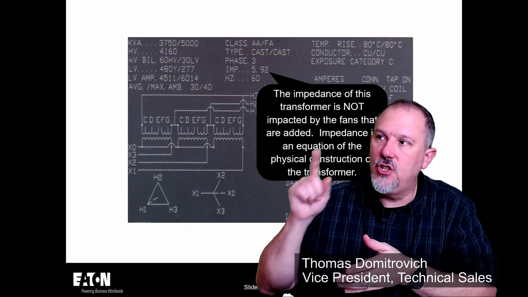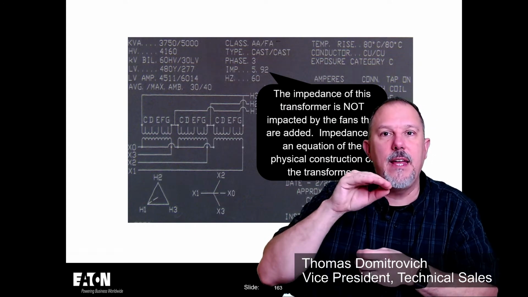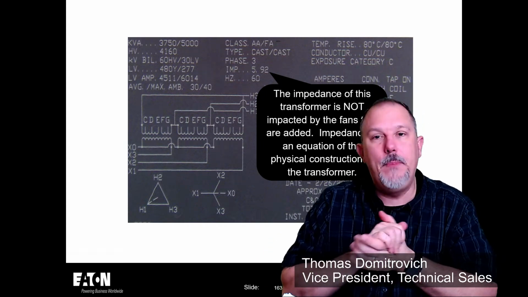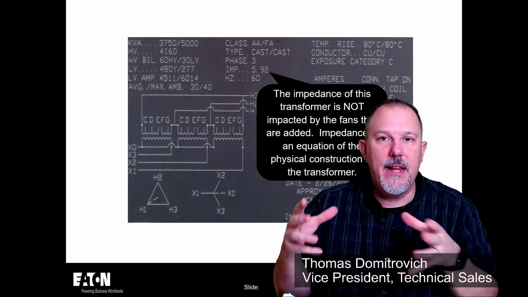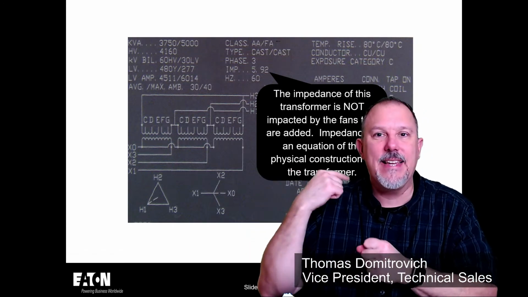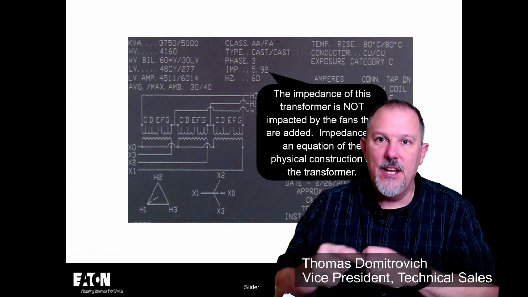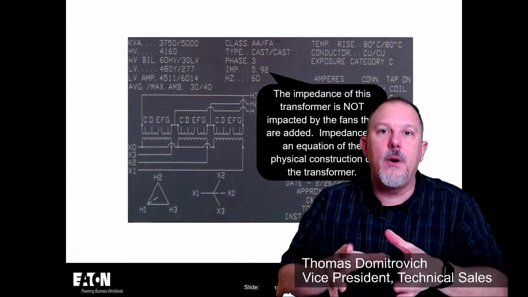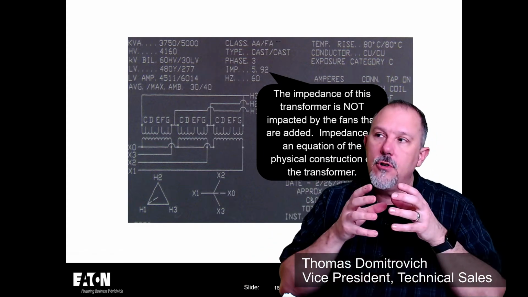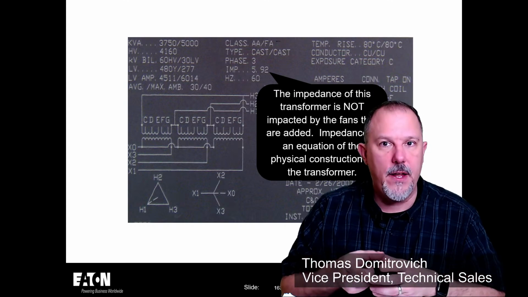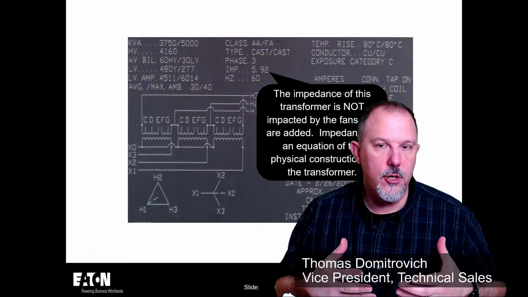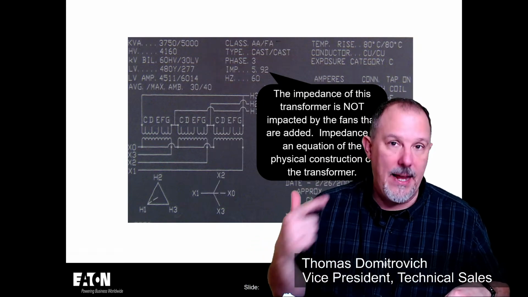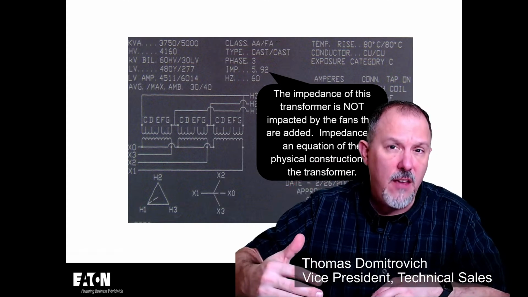I don't change, and then I came up with my base amps. I don't calculate a base amps off of the 5000. I calculate that off of the 3750. Because remember, this transformer's impedance is based upon the physical construction. You're not changing the physical construction when you add fans. All you're doing is cooling it so you can put more load through it. You're going to heat those windings up when you're drawing more amps and pushing more kVA through that transformer.